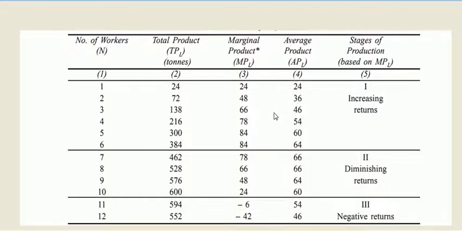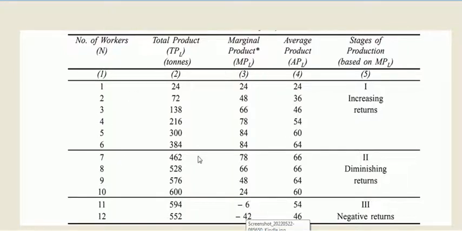In this case, marginal product is 24, 48, 66, 78, 84, 84. Somewhat it is constant here. Then when we take the difference of these two figures, we get 78, 66, 48, 24. In this stage two, the marginal product is decreasing. The output is increasing, no doubt, but the difference is reducing. Then when the output is decreasing, the marginal product becomes negative.